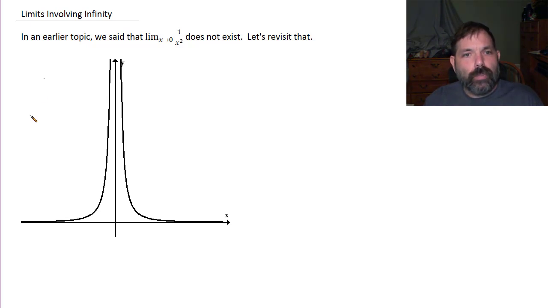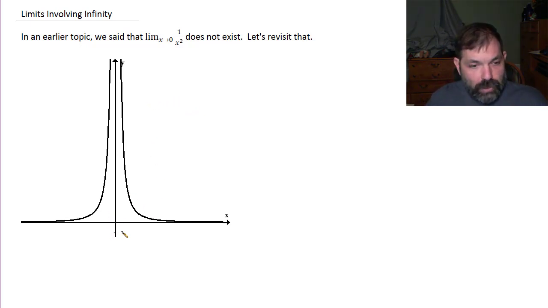All right, so first, if we think back to a previous section, I think in the introduction to limits topic, we said that the limit as x approaches 0 of 1 over x squared does not exist. I wanted to revisit that problem. I said I was going to revisit it and that we would adjust our understanding a little bit. So now let's do that.